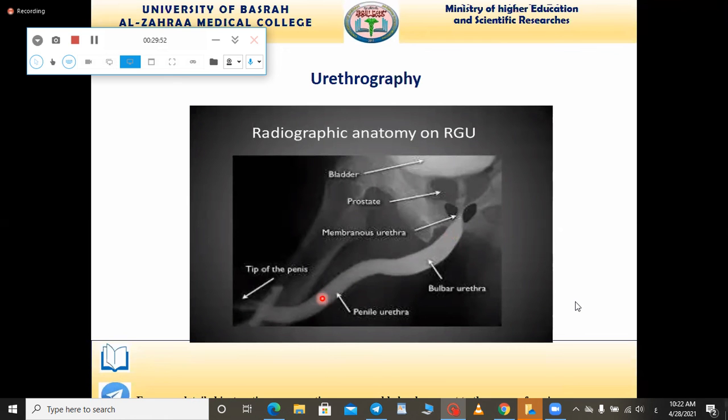What is the indication of urethrography? It is for the diagnosis of urethral pathology, mainly urethral stricture. If there is a stricture, you can see a narrowing here or anywhere. Okay, this is a picture of urethroplasty. Any questions? Okay.